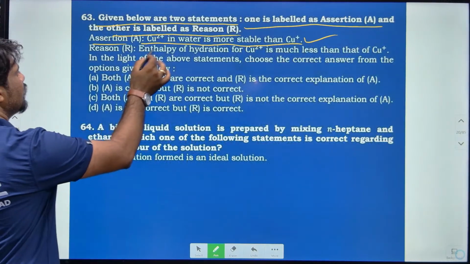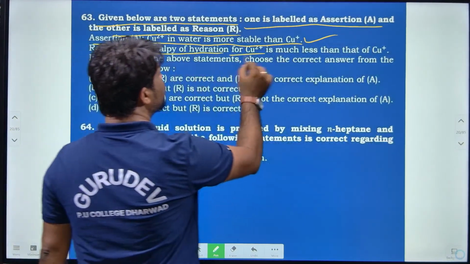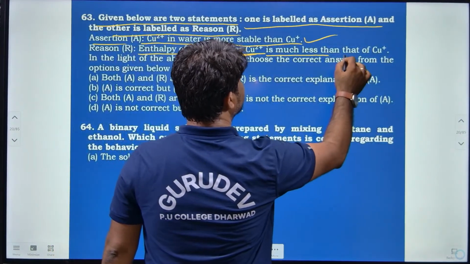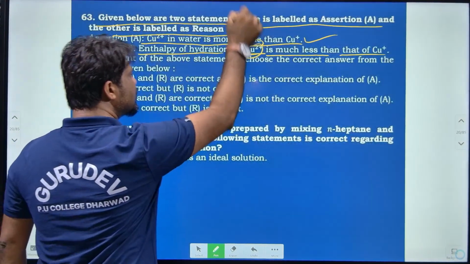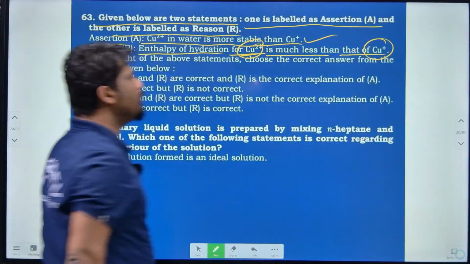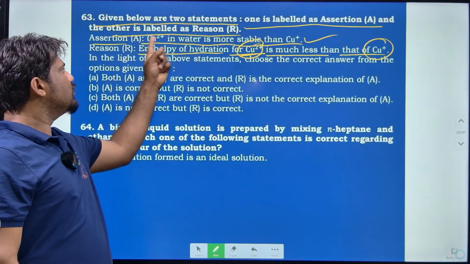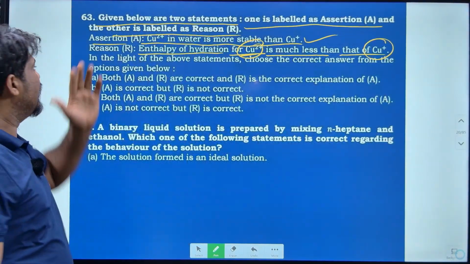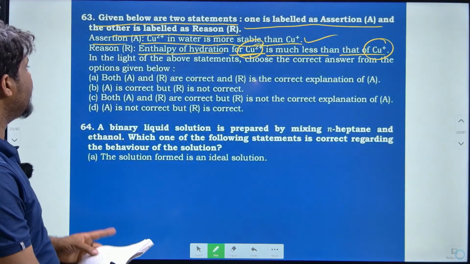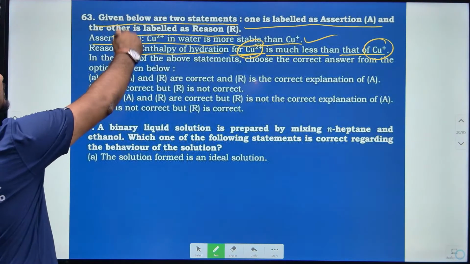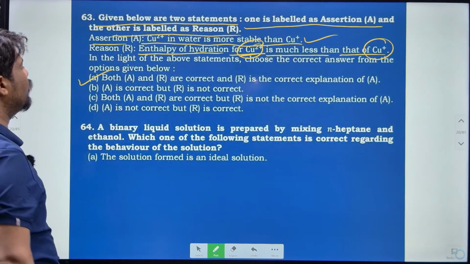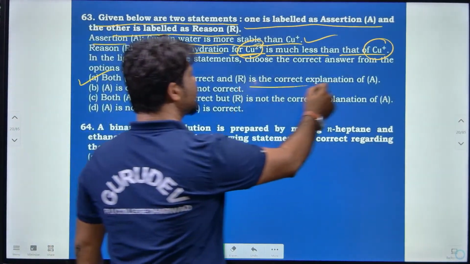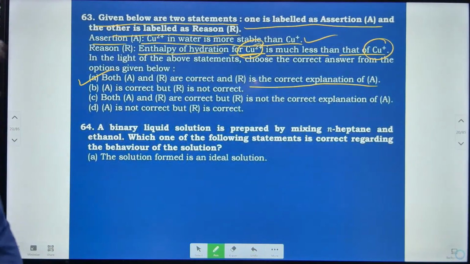Go to the reason. Enthalpy of hydration of Cu plus 2 is much lesser than that of Cu plus 1. Yes, of course. Because of that reason itself, Cu plus 2 in water is more stable. So the reason is also correct, and that reason is the correct explanation for the assertion. So answer A: both A and R are correct and R is the correct explanation for the assertion. Option A is the right answer for the question. Well, go to the next.